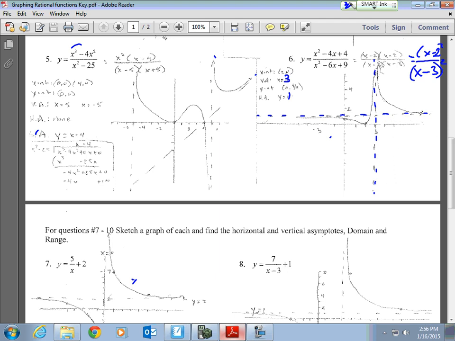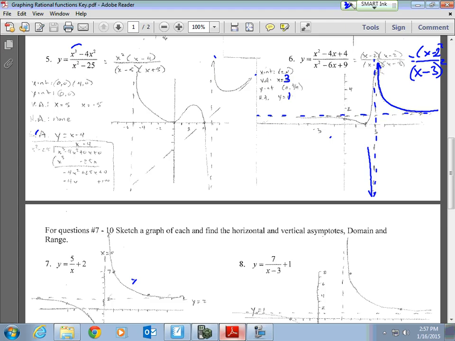So my graph is approaching 1 from here, and it turns and goes up. Remember, I've always said, when I go from the right-hand side of the vertical asymptote to the left-hand side of the vertical asymptote, it will switch. If it goes to positive on the right-hand side, it'll go to negative on the left-hand side. So why am I not coming from here with my graph?